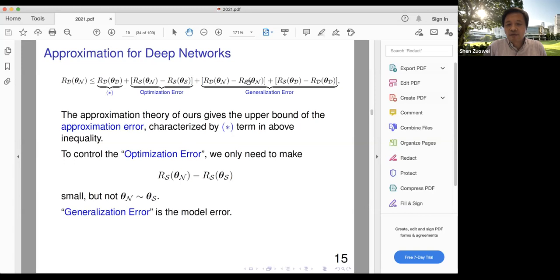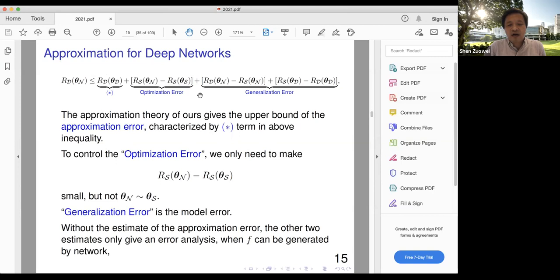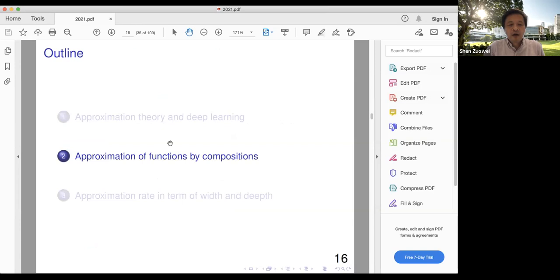If you don't have this bounded, it doesn't matter how you minimize this error and that error. That only tells you that your theory gives a good error estimate when your target function is in your hypothesis space. If you want to talk about a target function outside of the hypothesis space, you must have an estimate for this error. So our contribution is to give the bound for this. I hope that we connect approximation to deep learning.